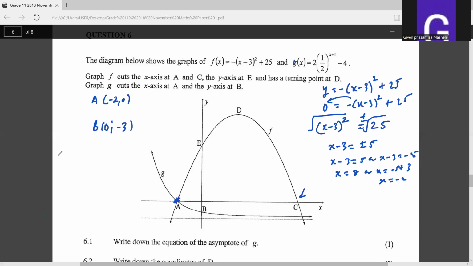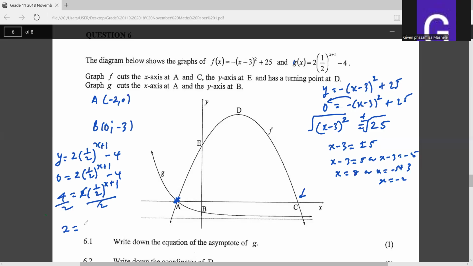So we can say y equals 2 into half the exponent x plus 1 minus 4. Then we let y be 0, then we have 2 into half exponent x plus 1. Then we transpose 4 this side, so it's 4 equals 2 into half exponent x plus 1. So we divide there by 2, divide there by 2. So this will be 2 equals half exponent of x plus 1.